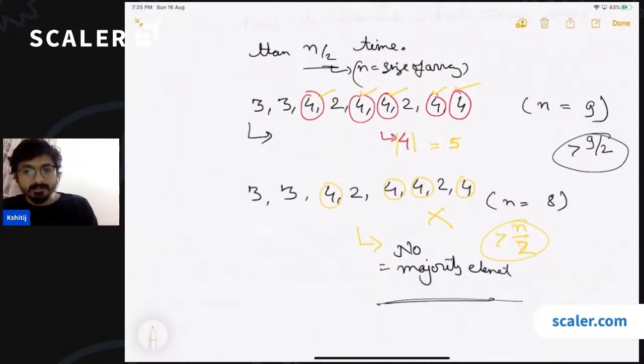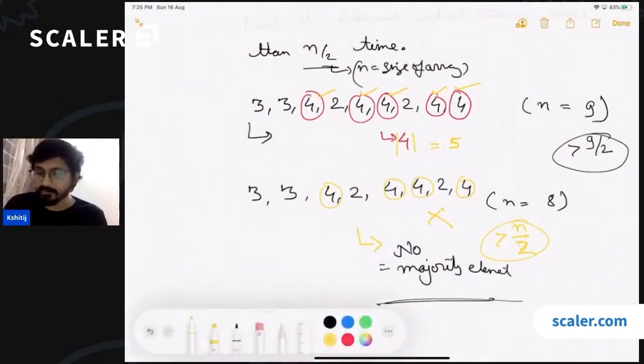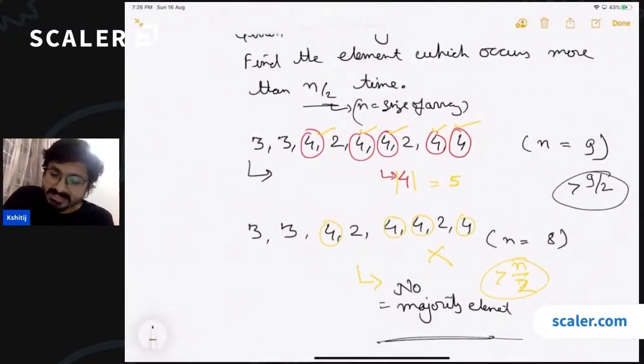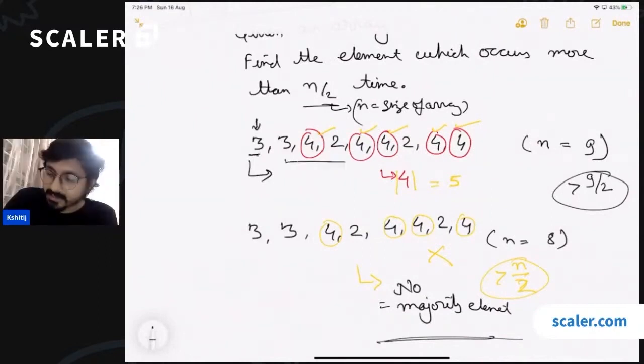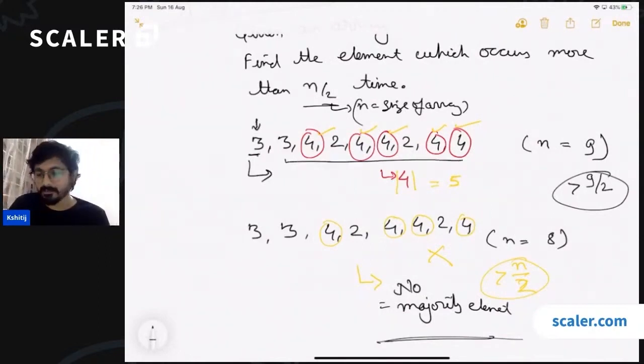Okay. So what is going to be the brute force solution here? The brute force solution is simply to run two loops. For each and every element, you check whether that element is a majority element or not. Select this element, and in the remaining array, count the number of occurrences. If the total number of occurrences is greater than n by 2, return it. Otherwise, go to the next element and check for it in the remaining array.